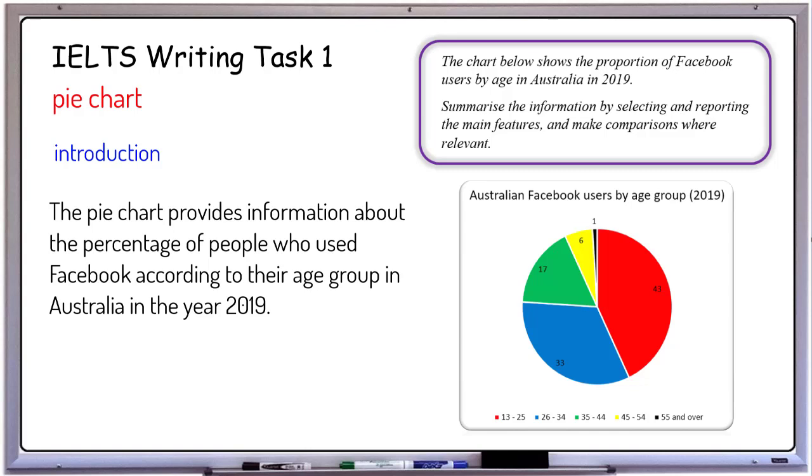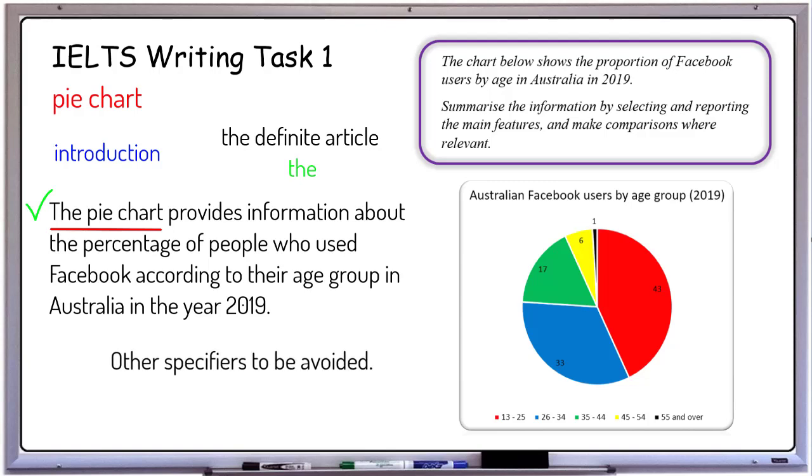So, as you can see, I started with the name of the illustration, in this case, the pie chart. As a matter of fact, the only possible and conventional determiner to be used is the definite article the. Please avoid using other specifiers such as this, these, or below, as you will be writing the final draft of your summary on the answer sheet, not on the question paper.